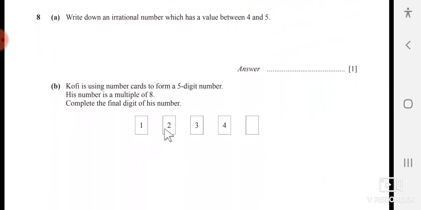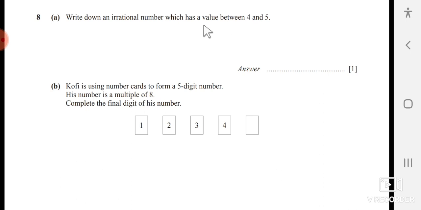And now here write down an irrational number which has value between 4 and 5. Irrational value between 4 and 5 means 4 square is 16 and 5 square is 25. So your answer must be between square root of 16 and square root of 25. So that could be possible.